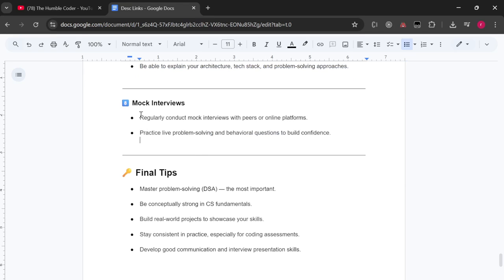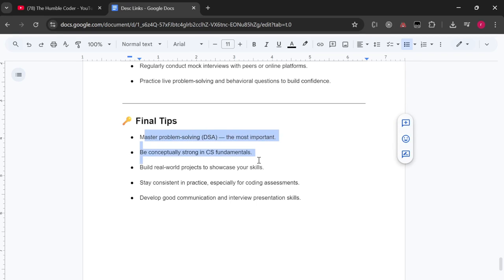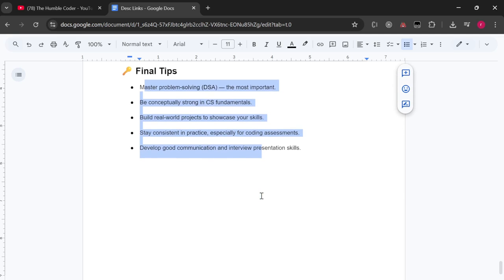One of the good strategies to prepare is to do mock interviews. Regularly conduct mock interviews with your peers or online platforms, and practice live problem solving and behavioral questions to build your confidence, where you can practice live problem solving on platforms like HackerEarth, HackerRank, etc. Some final tips from my end. Master problem solving, that is DSE, that is the most important thing. Be conceptually strong in CS fundamentals, build real world projects to showcase your skills, stay consistent in your practice, especially for coding assessments, and develop good communication and interview presentation skills.